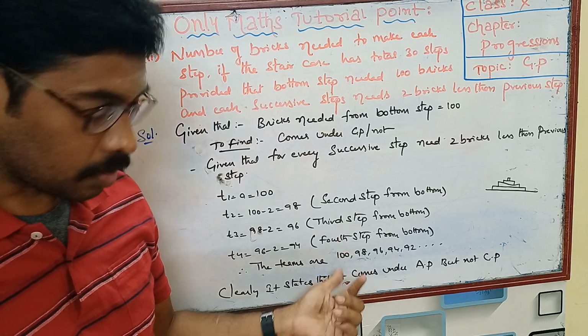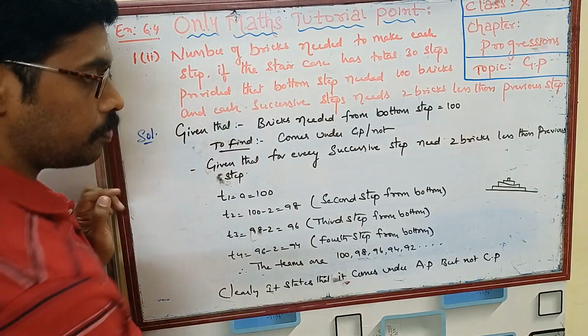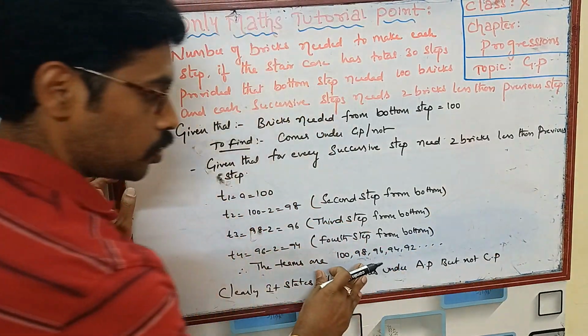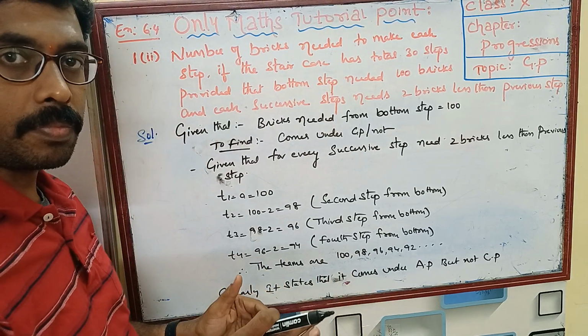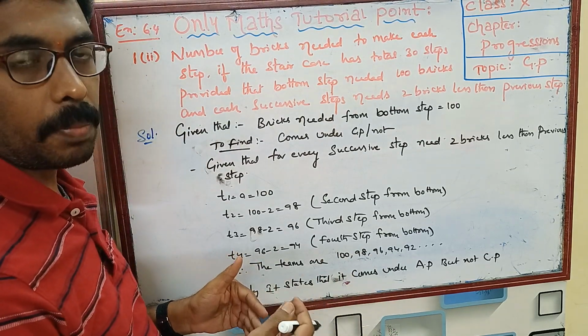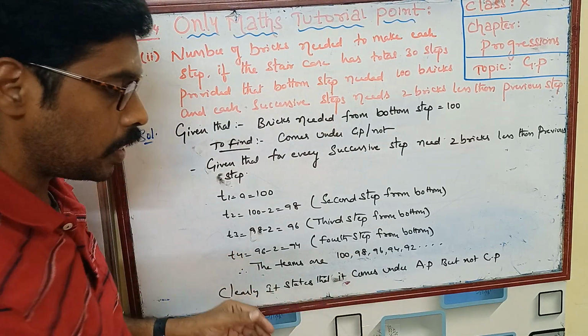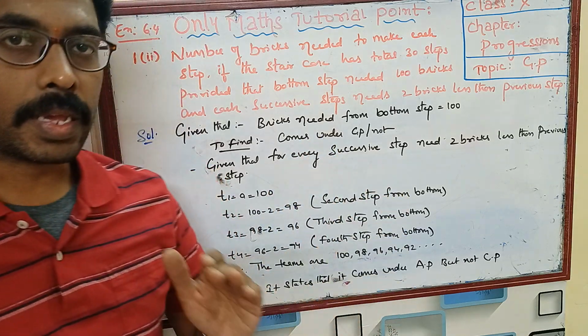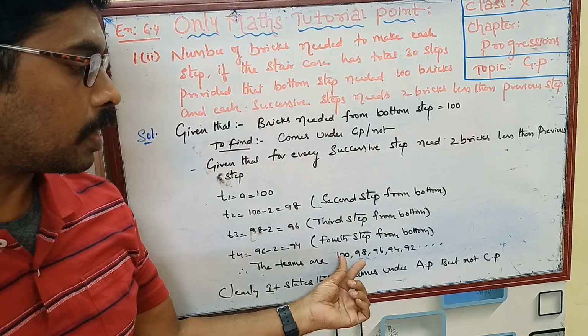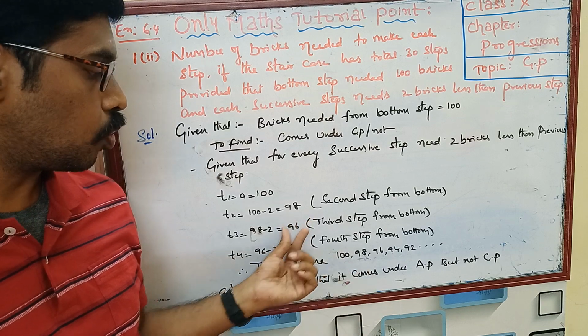But we are talking about GP, right? So if the common difference is the same, it comes under AP but not GP. Therefore, the given question comes under AP, guys, but not GP, because the common difference is the same here, 2, for every term.